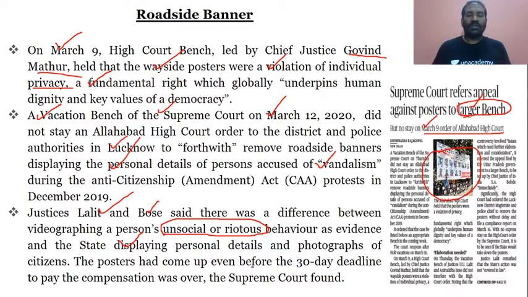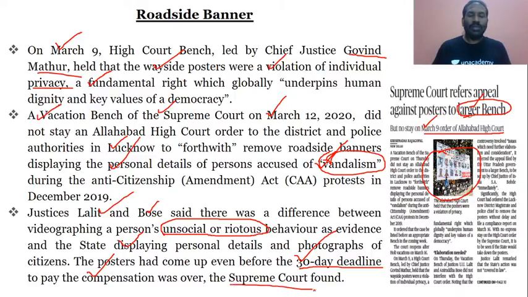And the posters have come up even before the 30-day deadline, because the UP government has said that whoever was involved in the vandalism, and whatever loss has taken place, that loss has to be borne by the people who were involved in the vandalism. The court says the posters came up even before the 30-day deadline given by the state government for compensation to be paid by the people involved in the vandalism to a particular shop, any business people, or even individual private properties.